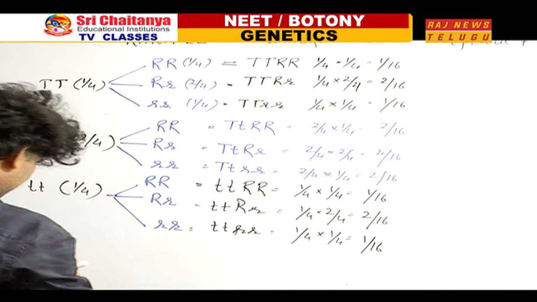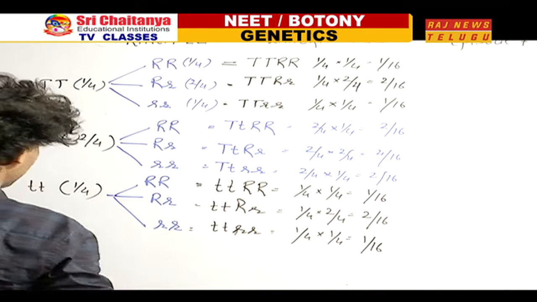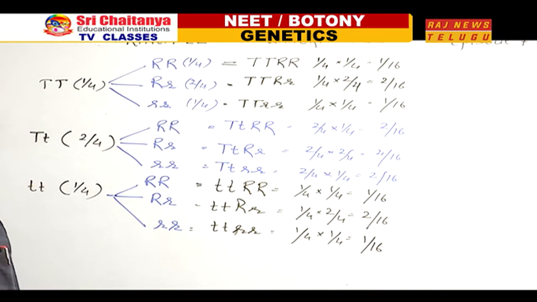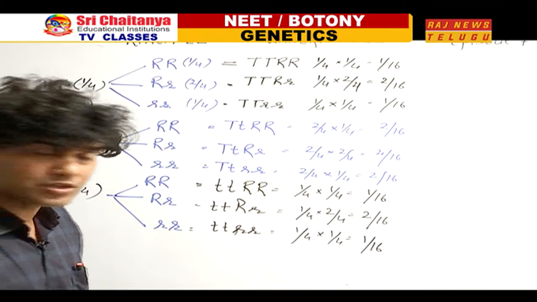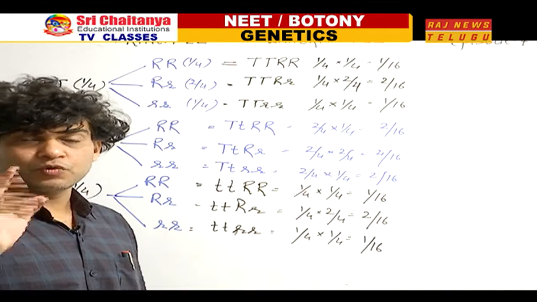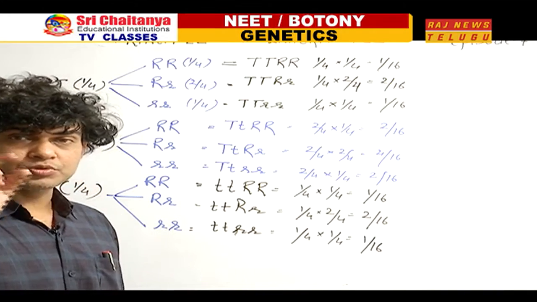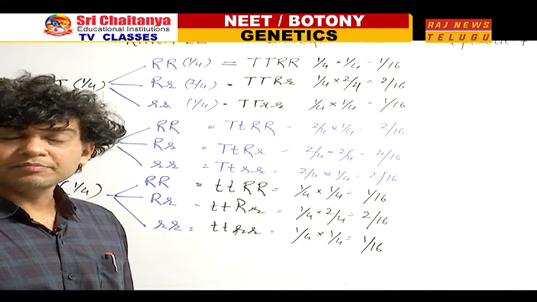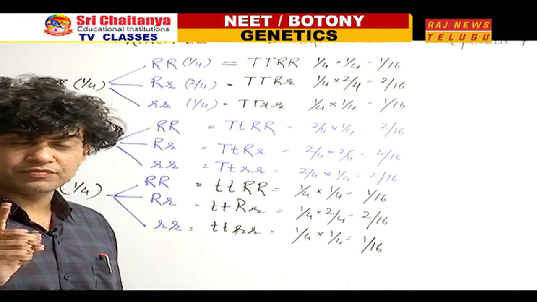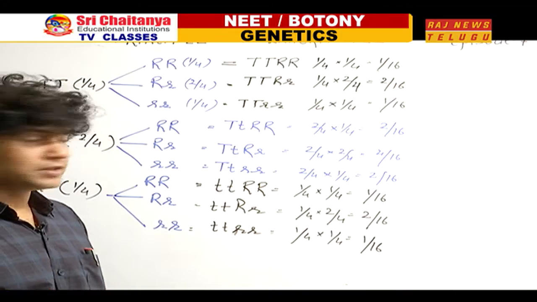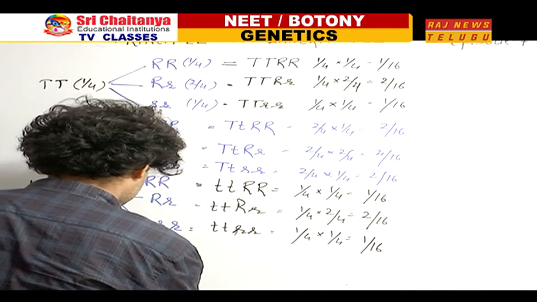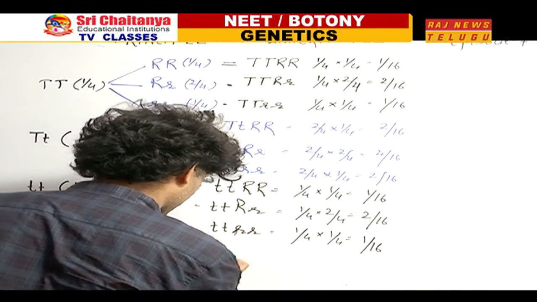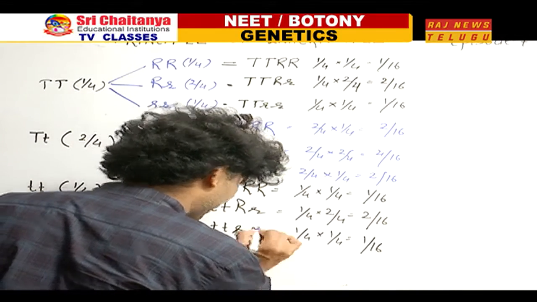In a simple mathematical approach also you can find this out. I already told you that dihybrid is nothing but a multiplication of two monohybrid crosses. And in monohybrid, what was the genotypic ratio? 1 is to 2 is to 1. For the second monohybrid character also it is 1 is to 2 is to 1. It means for a dihybrid cross we can say likewise, 1 is to 2 is to 1 into 1 is to 2 is to 1.